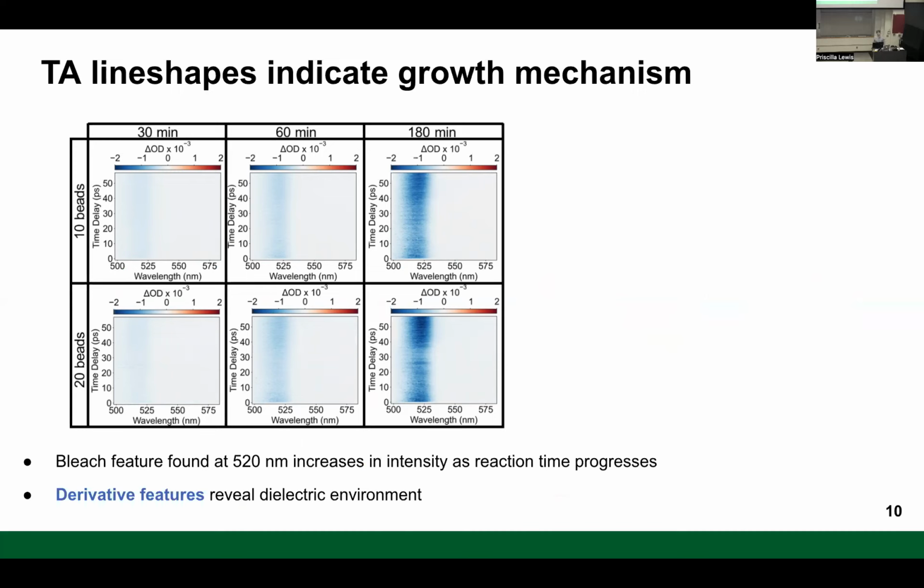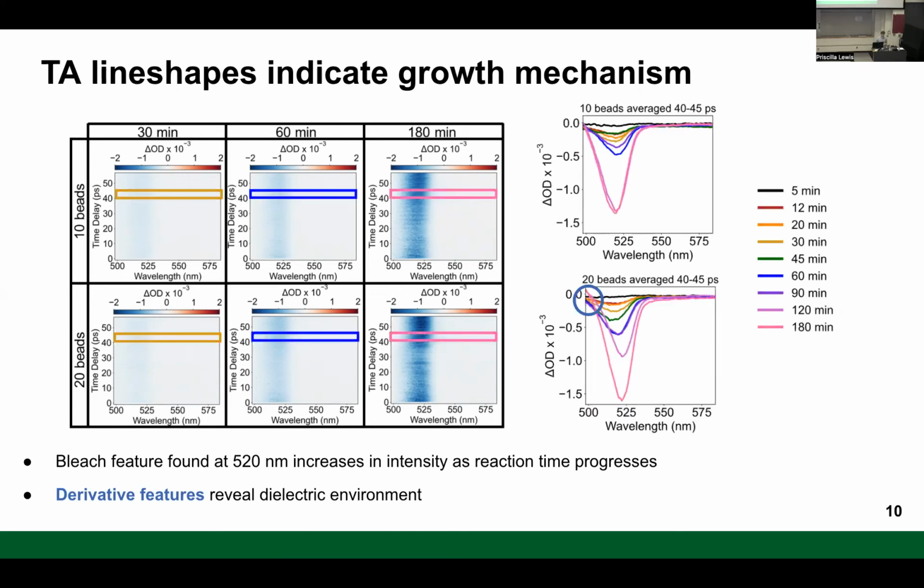And here I've recorded the SSTA plots at 30 minutes, 60 minutes, and 180 minutes. So looking at this preliminarily, we see this blue feature at around 520 nanometers, and it increases in intensity as the reaction progresses. This is a ground state bleach feature. And if we were to take slices of the time delay between 40 and 45 picoseconds and then average them, we observe these plots. And another thing we can see is that our ground state bleach feature increases in intensity as we add more beads.